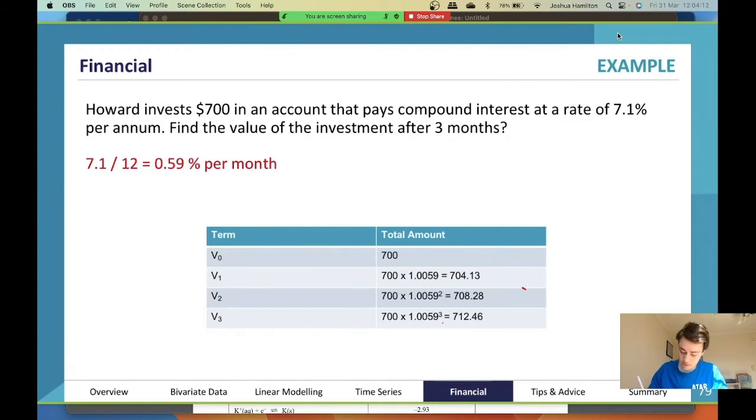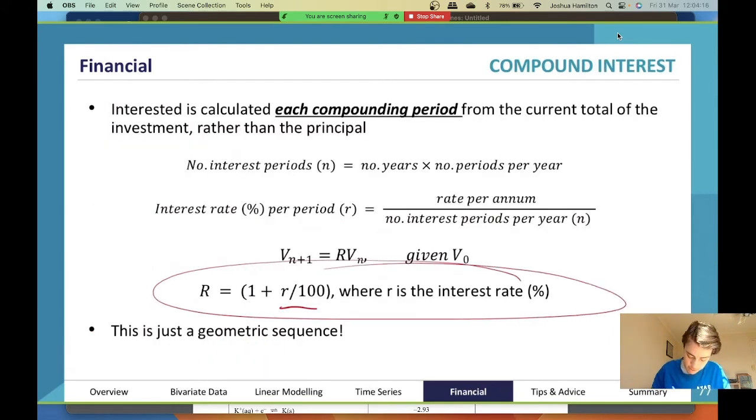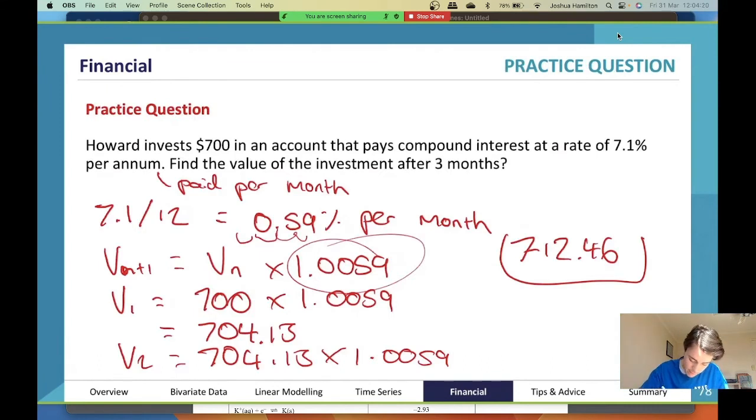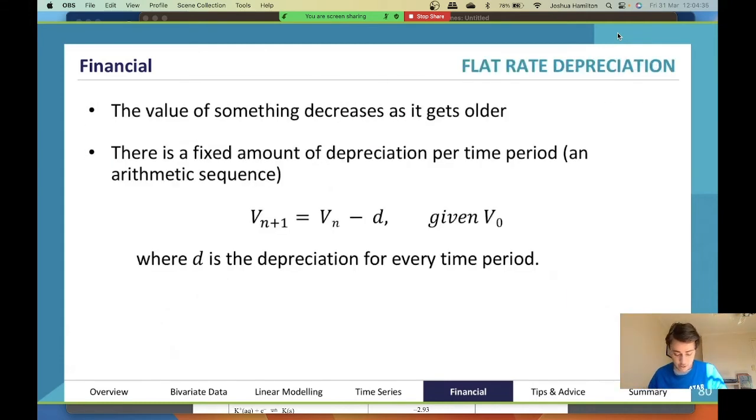Now, people ask, how did I get this value here? I used this formula here. My little r value is this one here. So I had 0.59, and I went 1 plus 0.59 divided by 100, and you end up with 1.0059. That's how you go about it.